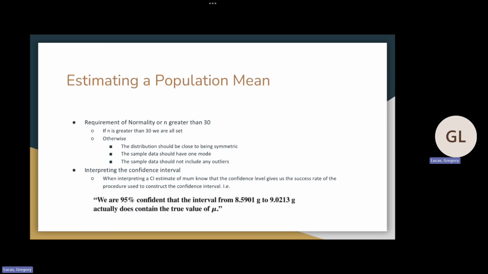And interpreting the confidence interval: when interpreting a confidence interval estimate, we know the confidence level gives us the success rate of the procedure used to construct the confidence interval. So same idea as before. Let's say we choose a 95% confidence interval. We would then interpret that as: we are 95% confident that the interval from 8.5901 grams to 9.0213 grams actually does contain the true value of mu. So that is our confidence that the true value of mu is between that range.